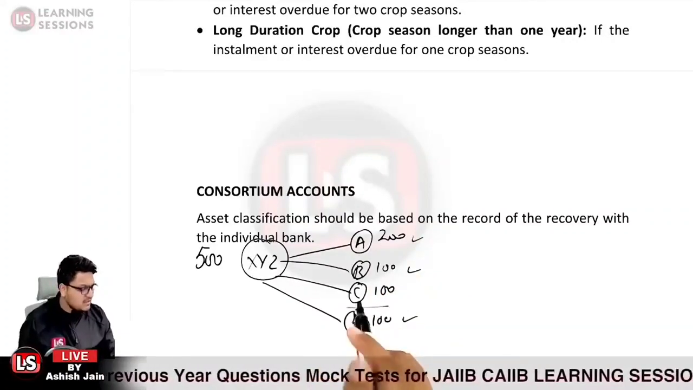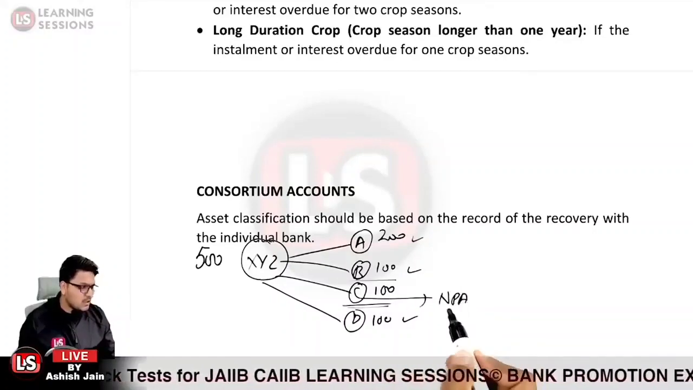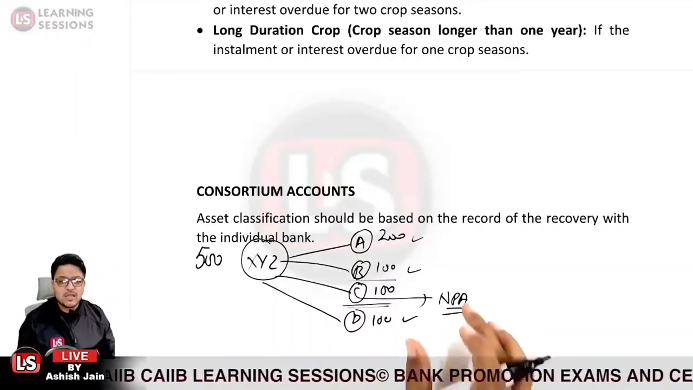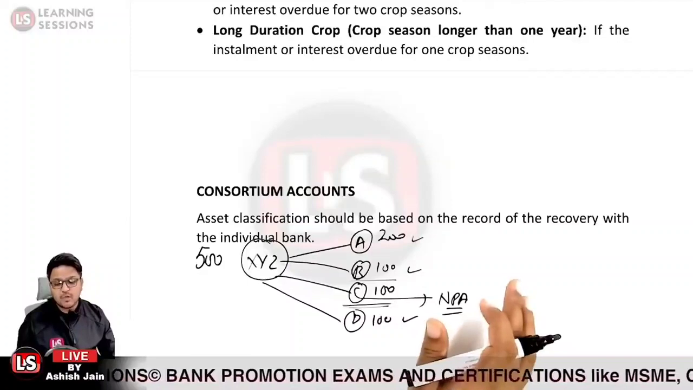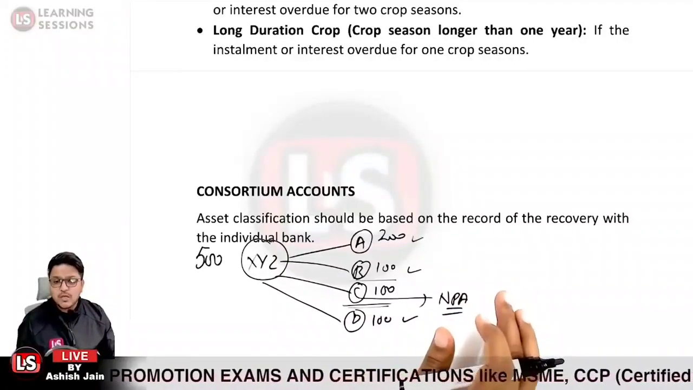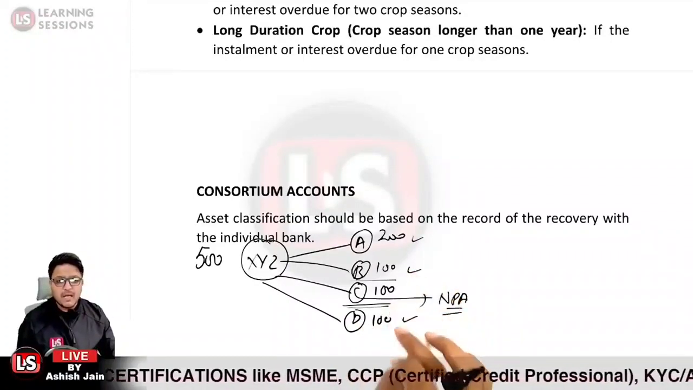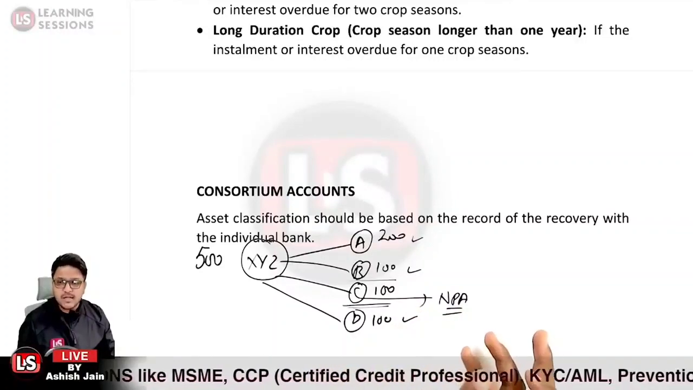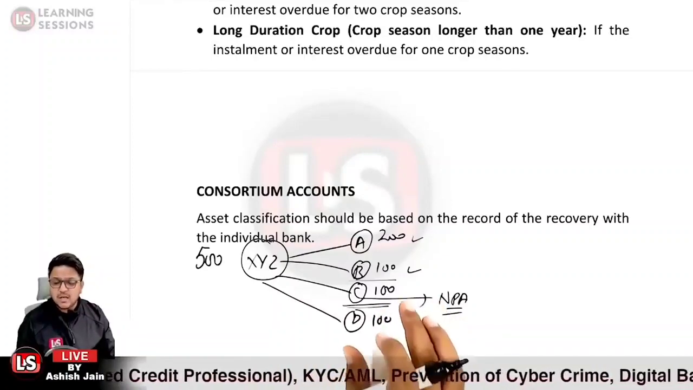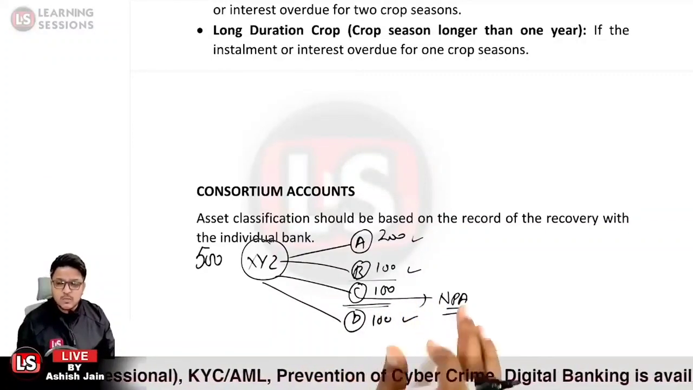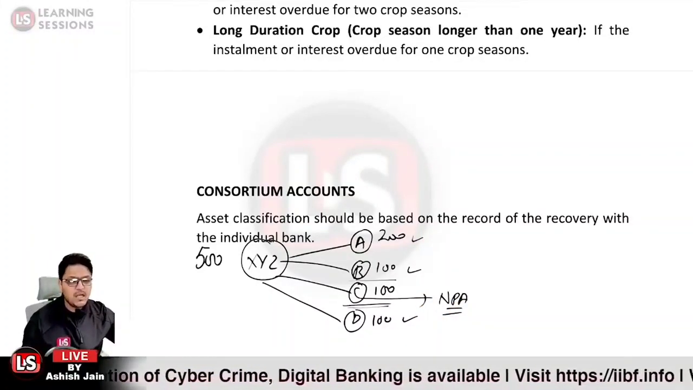But in the case of bank C, there is a default in the account and the loan account turned out to be NPA. Now the asset classification in the case of a consortium account is based upon the record of recovery with the individual bank. So if there is recovery made by banks A, B, D and their status is regular, it means their loan is standard. But if there is no recovery, or only a partial recovery, in the case of bank C's account, and the loan account turns out to be NPA, the classification will be based upon the individual bank.